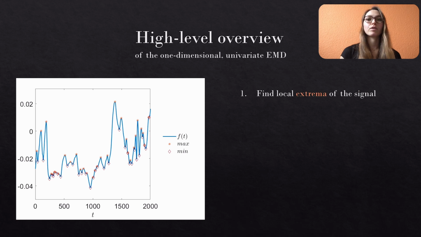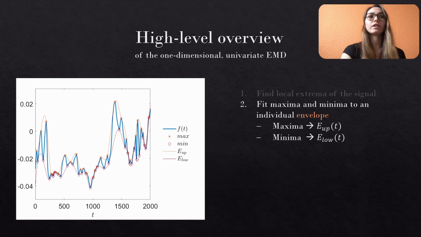Here you see again our signal f of t, and you also see that I have marked all local maxima and minima, since finding these extrema of the signal is the first step of the algorithm. This step is rooted in the fact that the main assumption of the EMD is that the characteristic time scale of our signal is defined by the time lapse between the signal's extrema. So if we want to extract modal representations of the signal that contain specific characteristic temporal features of the data, we have to rely on these extrema.